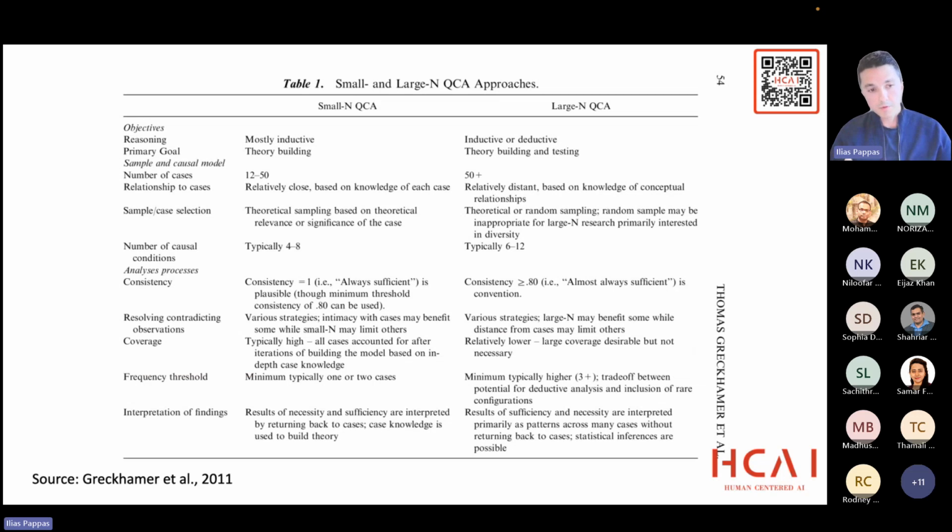Again, the frequency threshold also differs depending on how many cases I have. The coverage and the frequency threshold are decisions that I sort of skipped today, but these are decisions that I make while I do the analysis, and I just report them accordingly. There are good rules of practice, there are rules of thumb, and so on in the literature.